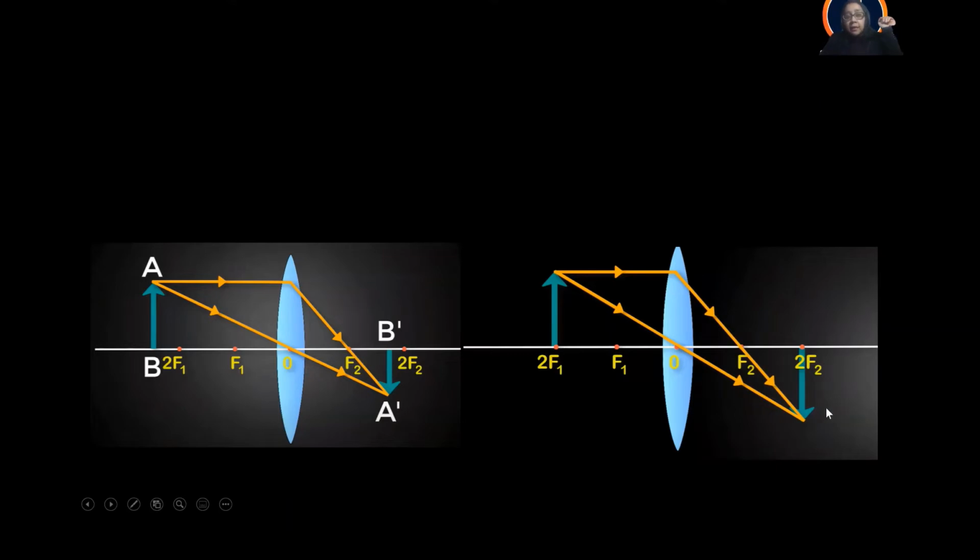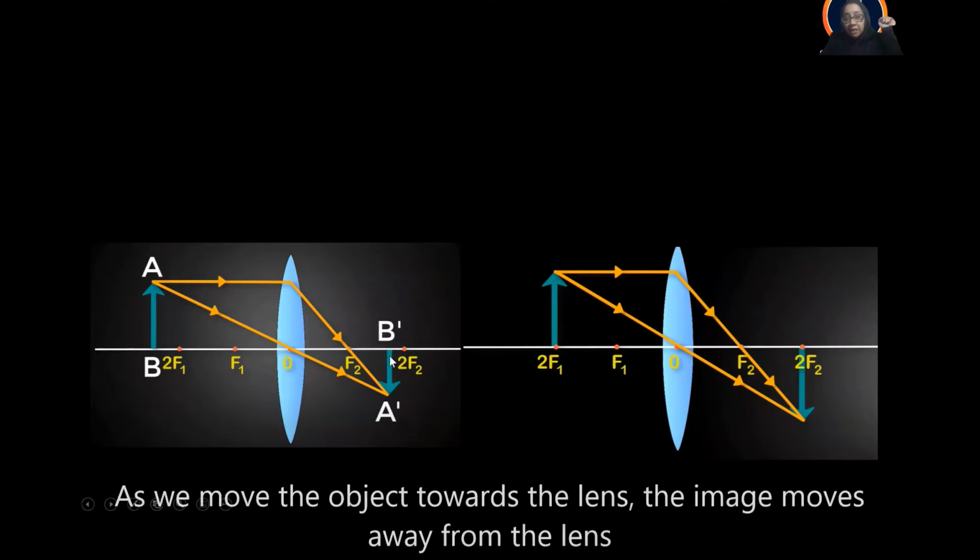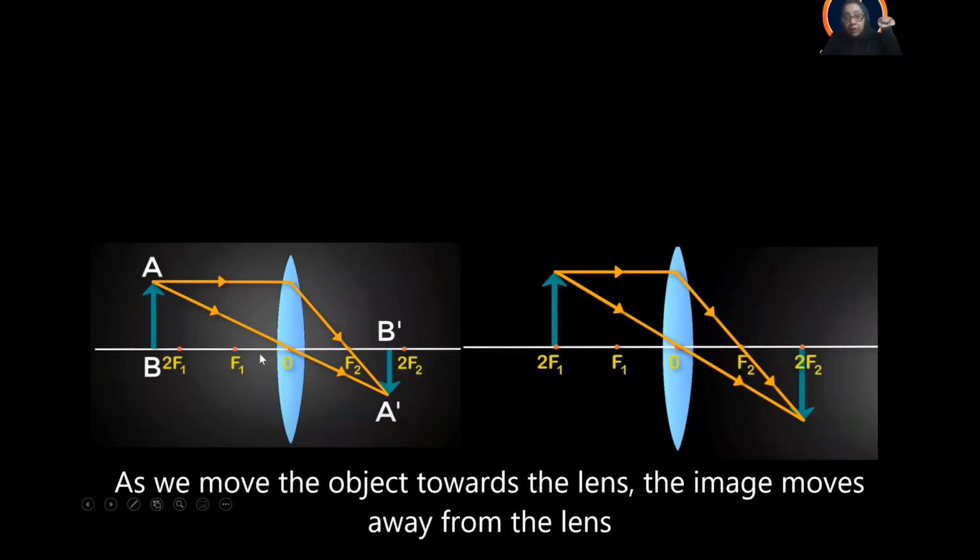Okay. And one important thing that you should notice here is that the image is moving away from the focus. So whenever we are dragging the object towards the lens, the image is also moving away from the lens. So before, it was between f2 and 2f2, and in the second case it has come to 2f2. Okay. Now let's proceed further.